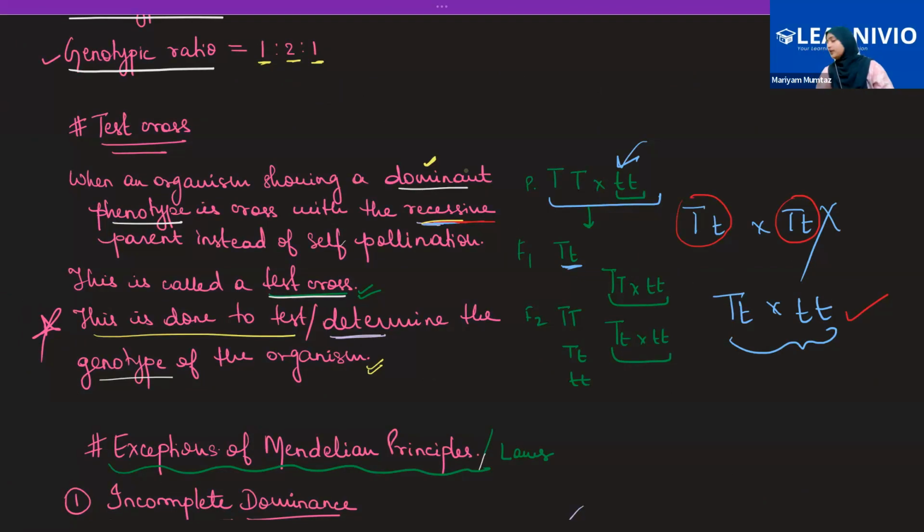And what do we do in a test cross? Basically, we take the dominant phenotypic organism and we are going to cross it with the recessive pairing. Like we know that to find out the F2 generation, we do self-pollination, right? Selfing. But here, instead of doing that, we will cross the dominant phenotype organism with the homozygously recessive pairing. And this is what we call the test cross. This test cross is done so as to find out the genotype of the organism. Understood? The test cross is used to determine the genotype of the organism. Okay.